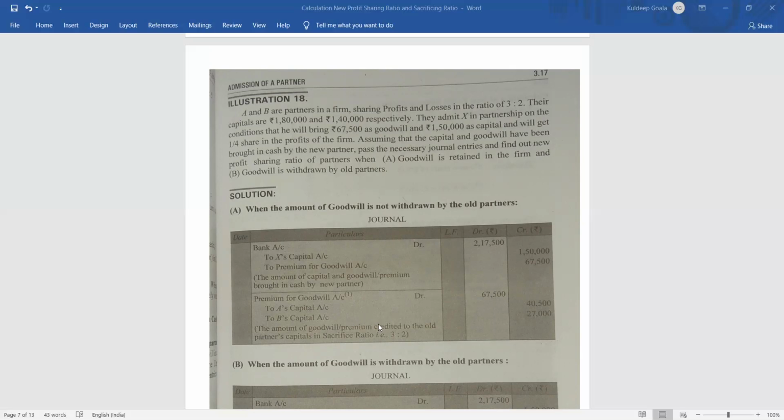Clear? Sometimes the partner may bring the whole amount of goodwill, premium for goodwill. Sometimes he might bring it partly. So both situations today we will see, right?